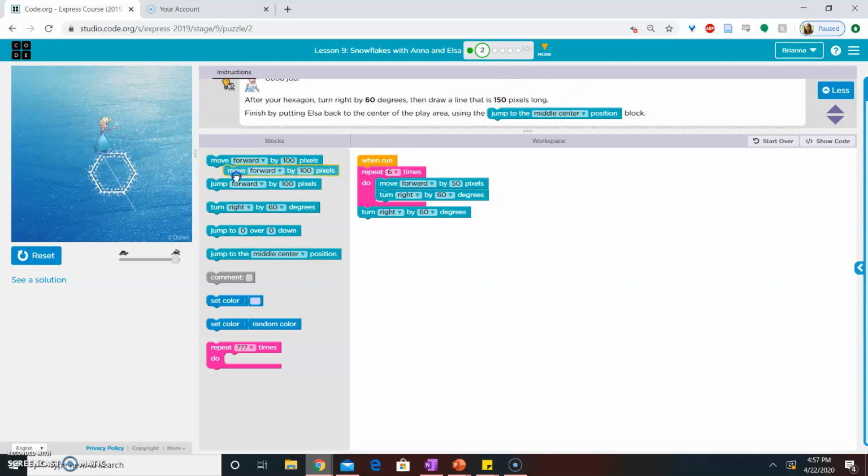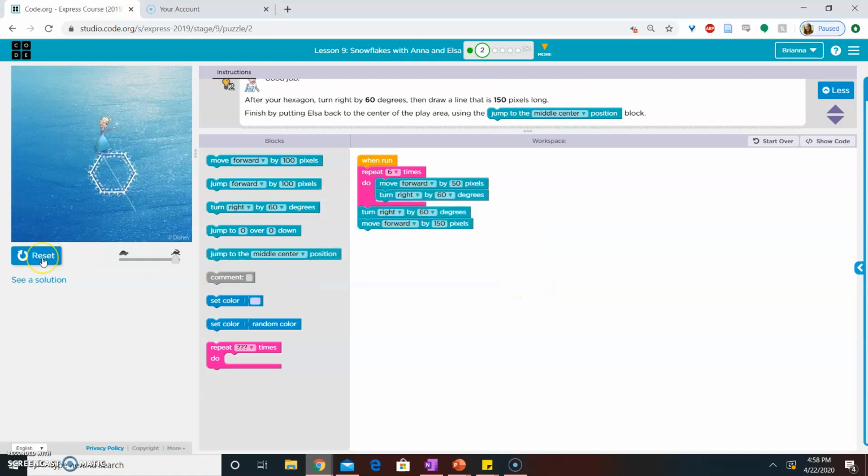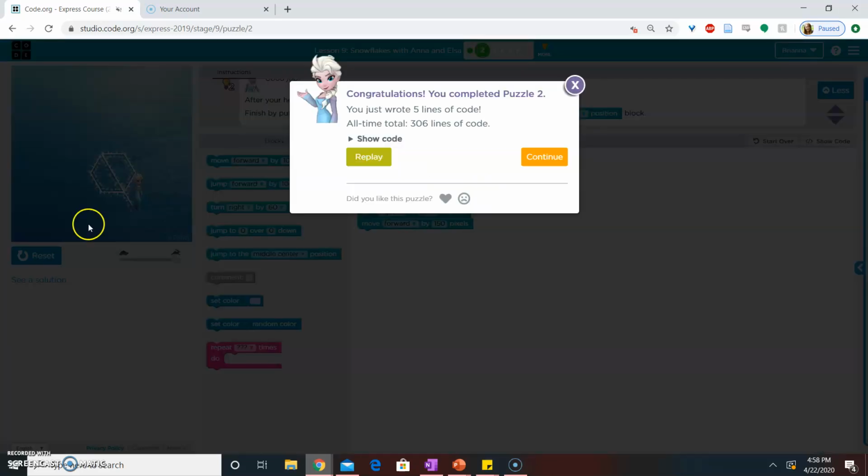Okay, so after hexagon, turn right by 60, then draw a line that is 150 pixels long. So let's say move forward, because that's how we're drawing the line, I think. It's like ice skating or whatever, but move forward, and I want it to not be 100 pixels, but 150 pixels. Alright, so hopefully this works. I've got her drawing this hexagon. I've got her turning right, like it says, turn right by 60 degrees. Then draw a line that is 150 pixels long. Alright, let's see how that goes. Alright, awesome.